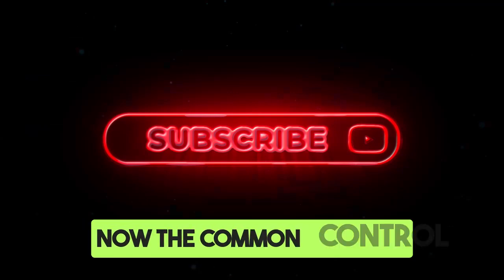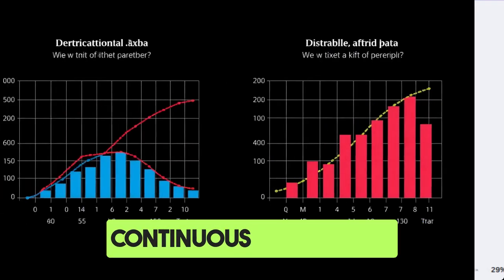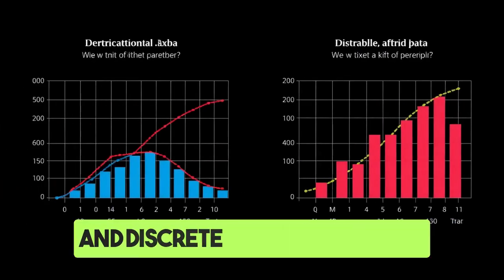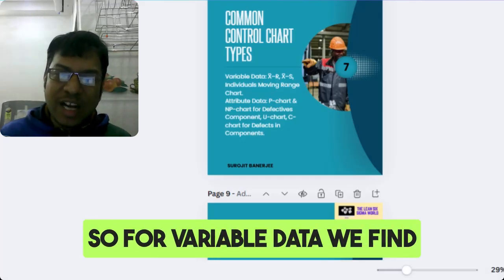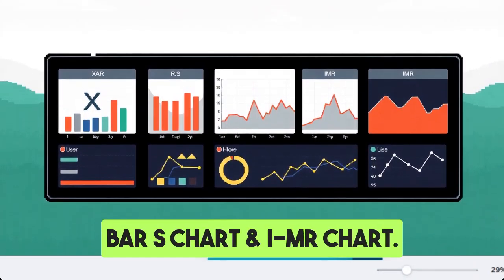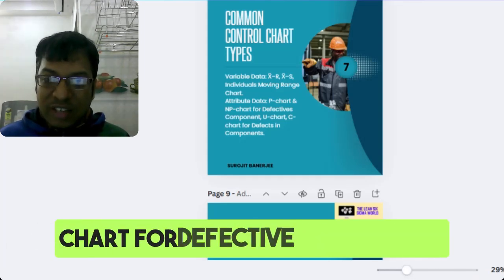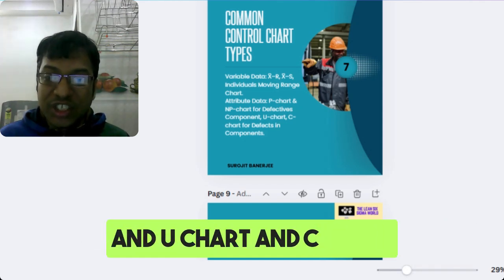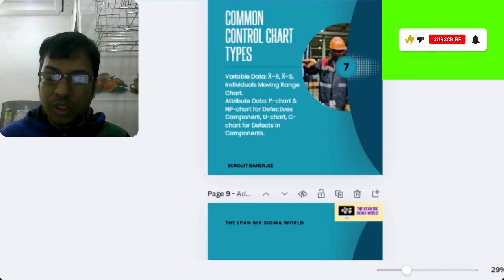Now the common control chart types. There are two types of data: continuous data, also called variable data, and discrete data, also called attribute data. So for variable data, we find X bar R chart, X bar S chart, and IMR chart. And for attribute data, we basically create P chart and NP chart for defective components, and U chart and C chart for defects in the components. So these are various types of control charts that are basically used.